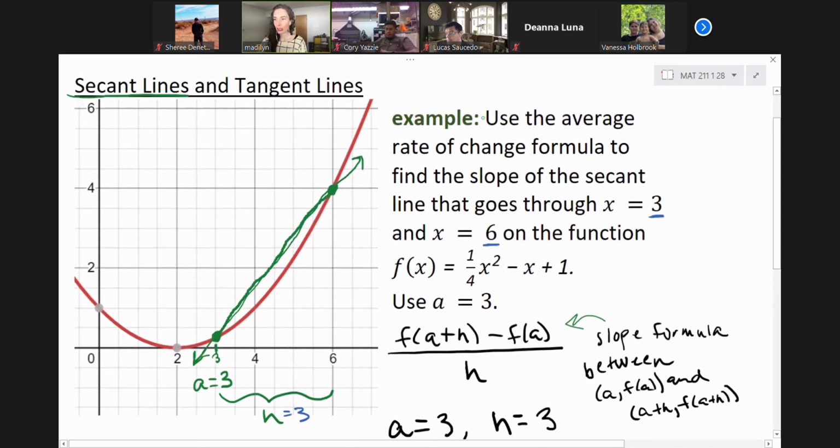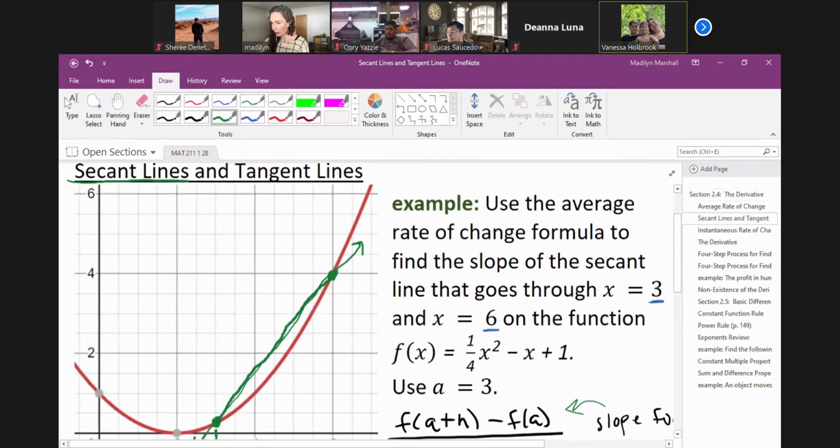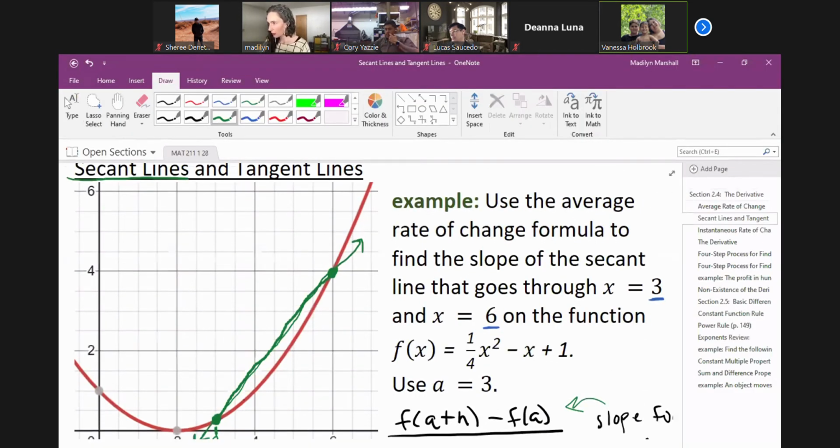So we're going to take this up a notch, and let me get my thing ready. Are there any questions so far about what we're seeing here?